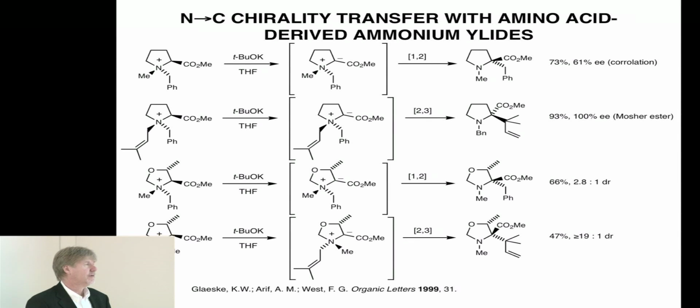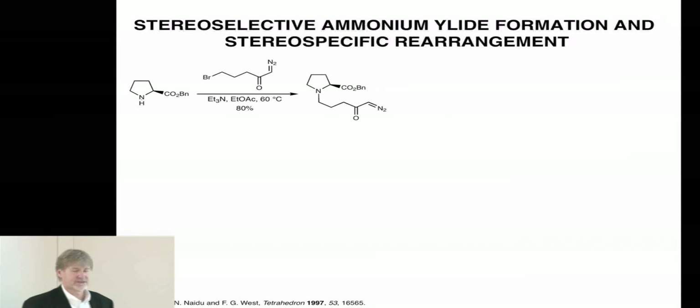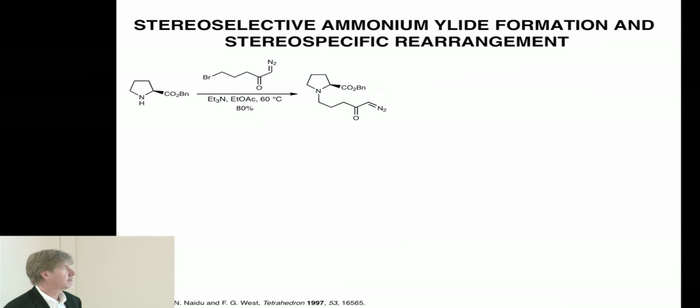it was moderate. Nevertheless, we thought this 1-2 shift could be used for a stereoselective process with chirality transfer in a slightly modified situation. So now here, what I'm talking about is we have a nitrogen, it's 6 atoms away from a diazoketone, and next to that nitrogen atom is this chiral center. So this is derived from proline.